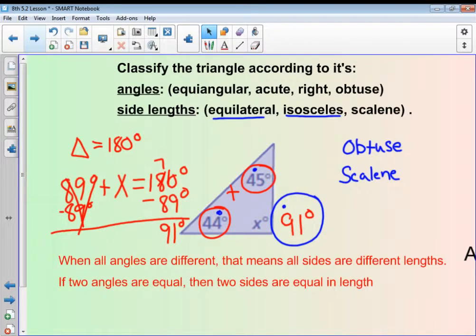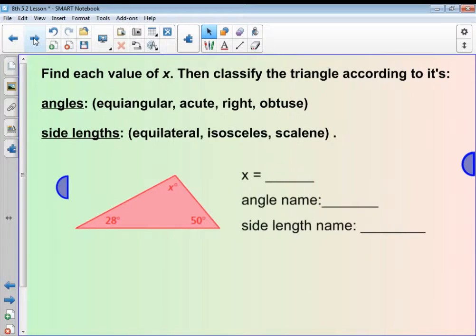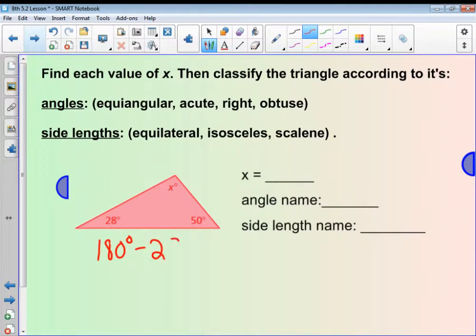Okay, so we're going to go ahead and practice multiple reps working through this. It says find each value of x, then classify the triangle according to its angle measure. The other method that you could use, other than adding the two known measures together, is you could, on your calculator, take 180 degrees and then just subtract off your known degree measures. It's just another method that you can use. Or you can do like we've been doing and add together what you know, which would give us 78. So then 180 minus 78 would give us 102 degrees. Okay, so we now know that x is 102 degrees.